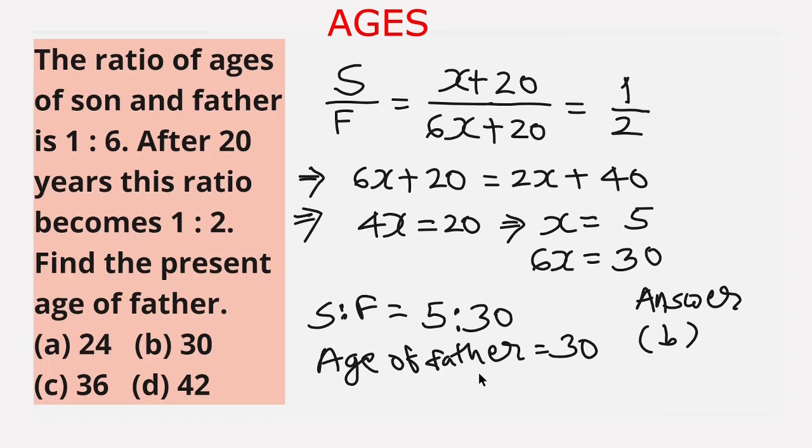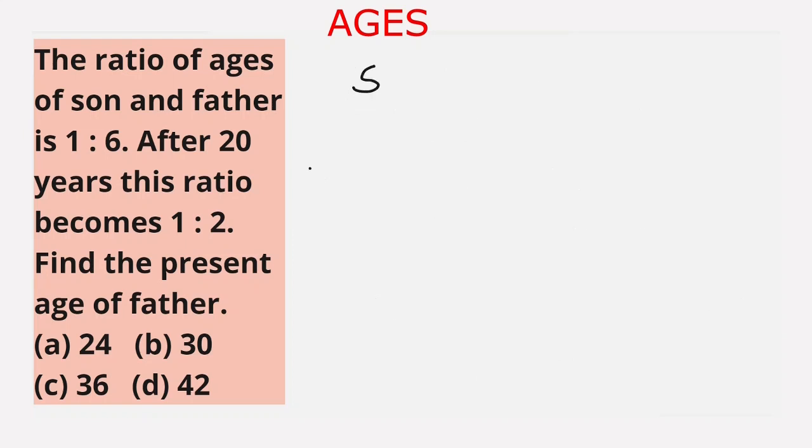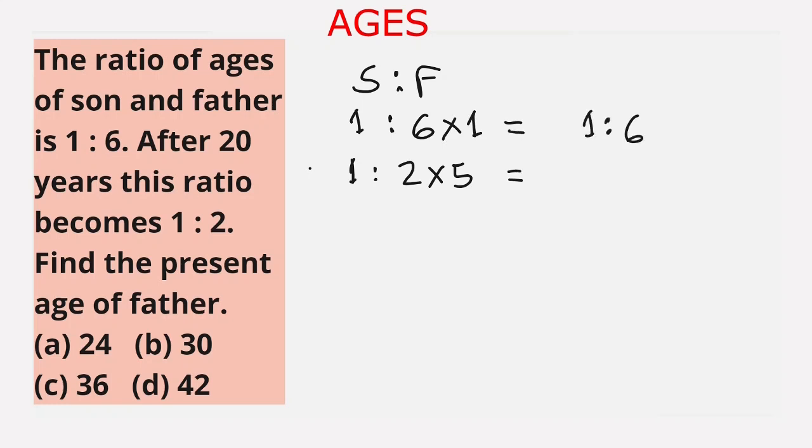Now I solve this question by the shortcut method. This is son ratio father is 1:6 and after 20 years this becomes 1:2. The difference between 1 and 6 is 5 and between 2 and 1 is 1. So we have to make both these differences the same. For that I multiply 1:2 by 5 and 1:6 by 1. So 1:6 is 1:6 and 1:2 becomes 5:10.